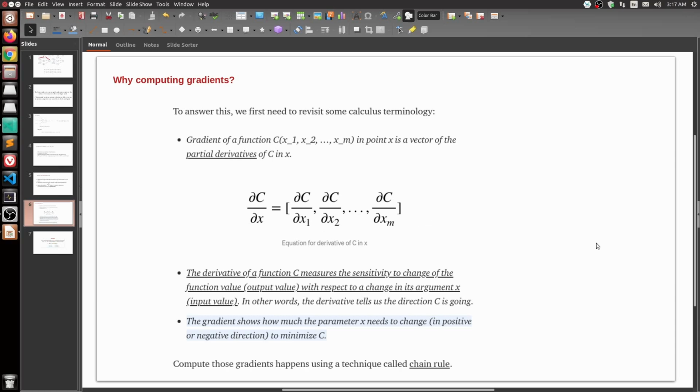The derivative of a function c measures the sensitivity to change of the function value, that is the output value, with respect to a change in its argument x, which is the input value. In other words, the derivative tells us the direction c is going, and the gradient shows how much the parameter x needs to change in positive or negative direction to minimize c. And in this case, we want to find the change of the loss with respect to the individual weights, and we'll come to that in a while. Let's move over.